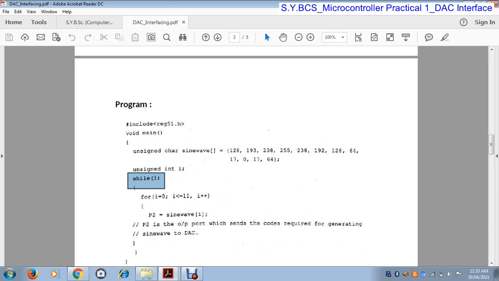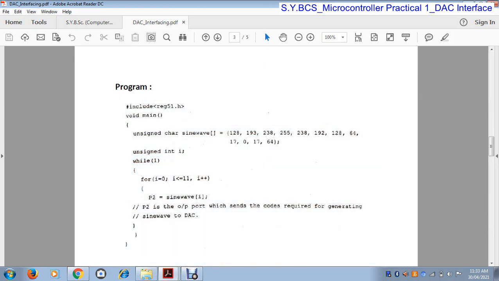So for a continuous sine wave we write a while loop, and within the while loop another for loop is defined. This for loop is used for the step sizes. There are 11 step sizes, so we define a for loop for i equal to 0 to i less than or equal to 11, and then the sine wave array. The sine wave array means these step sizes are given to port 2 of the 8051 microcontroller. In this way we generate a sine wave.